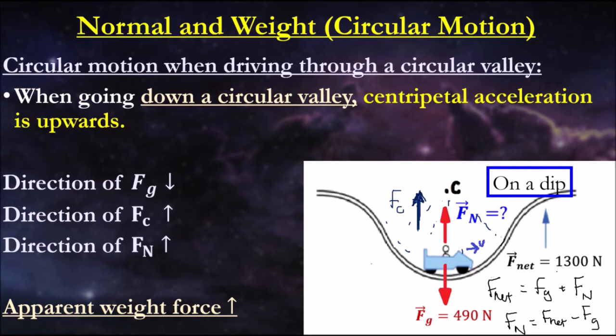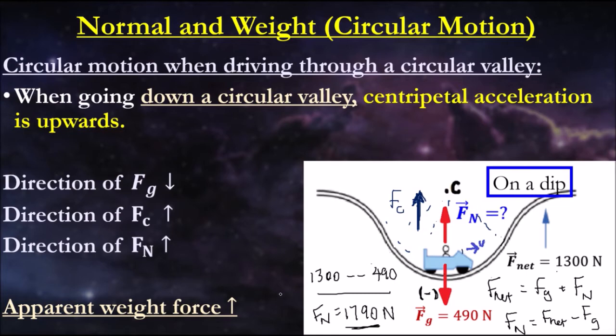1300 newtons. The reason why we can say this is because the gravitational force is in the opposite direction. So we could say this direction coming down here is also a negative direction. So 1300 minus 490, you can do the maths there. We'll have a normal force of 1790 newtons. So that's the amount of normal force being exerted by the ground onto our car up.